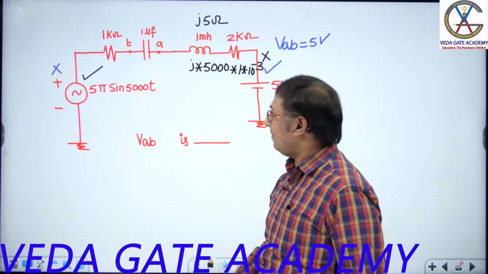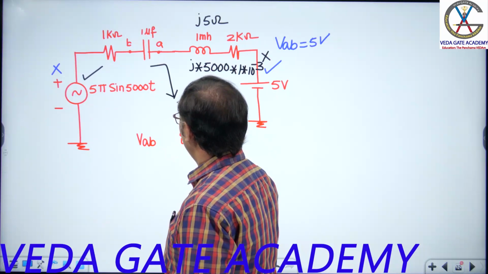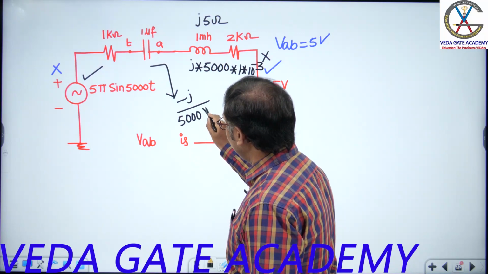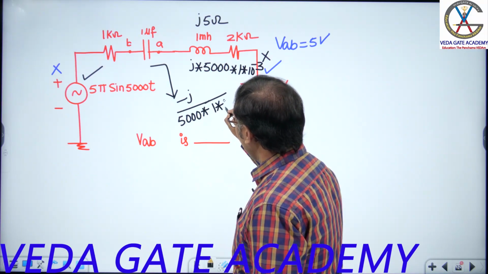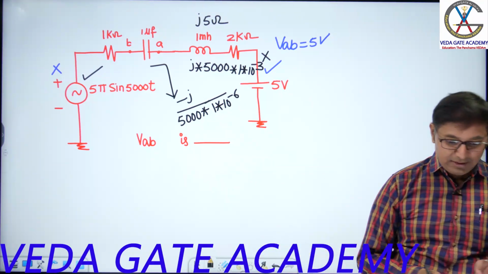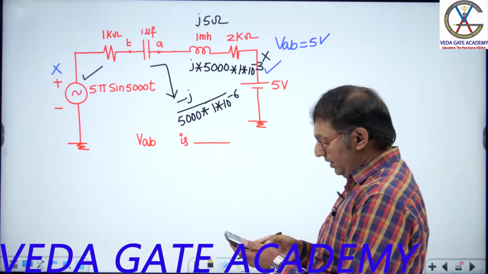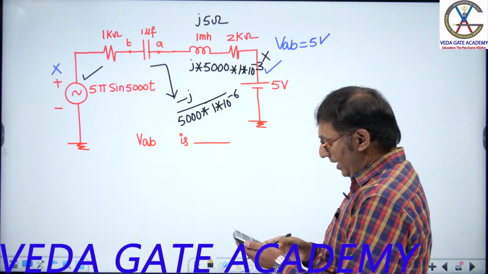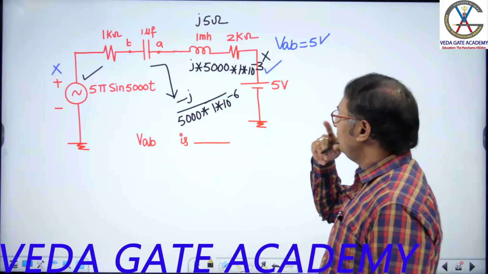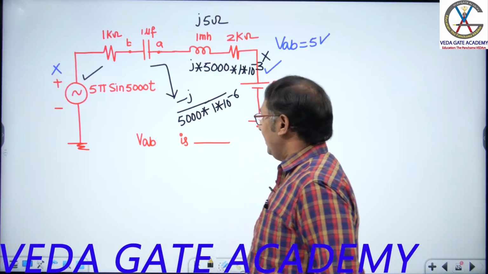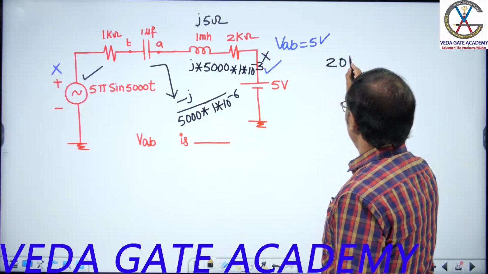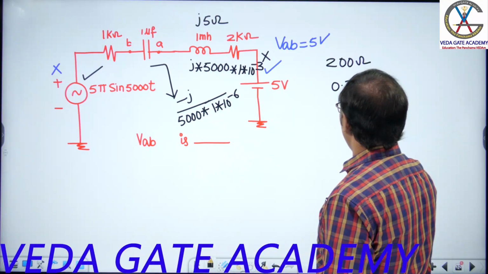Whereas capacitive reactance is minus j by omega C. Omega is 5000 into C value 1 into 10 power minus 6. Let us calculate this: 1 divided by 5000 into 10 power minus 6 is 200 ohms. As all are in kilo ohms, 200 ohms can be written as minus j 0.2 kilo ohms.